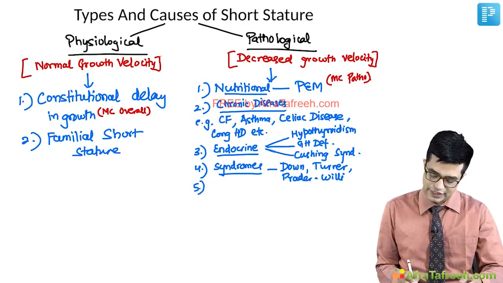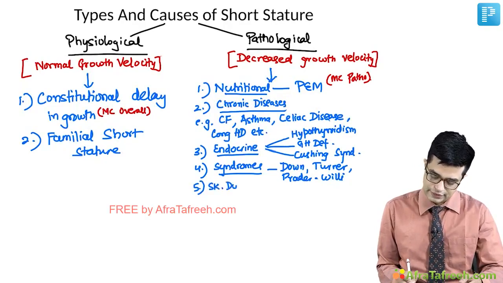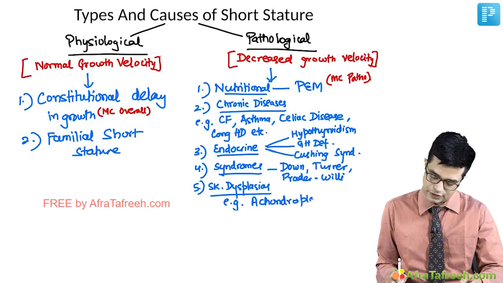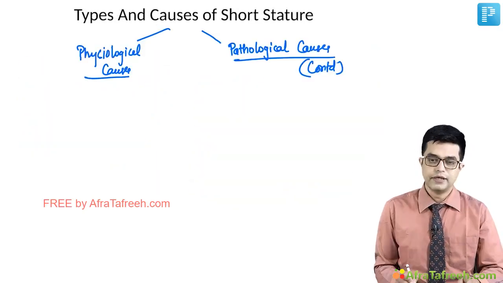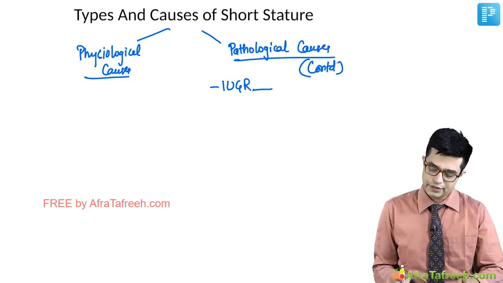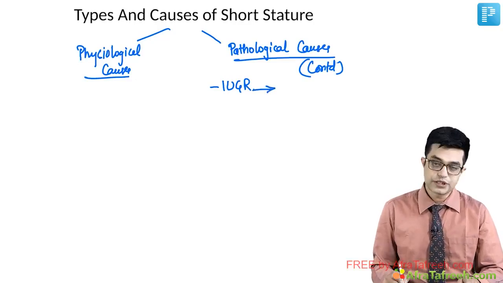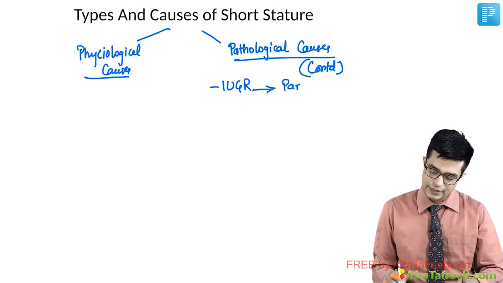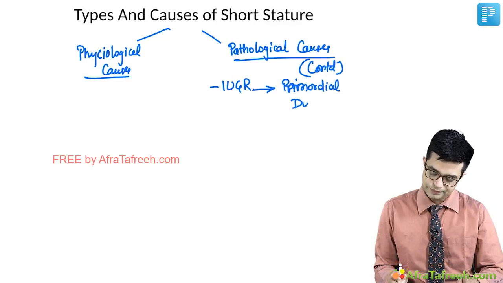It can occur due to skeletal dysplasias like achondroplasia, which is one of the commonest causes of short stature. It can occur due to IUGR. IUGR can produce a type of short stature, what we call as primordial dwarfism.